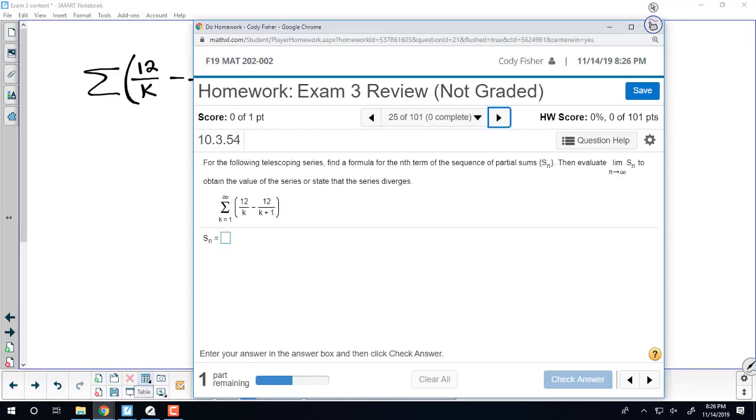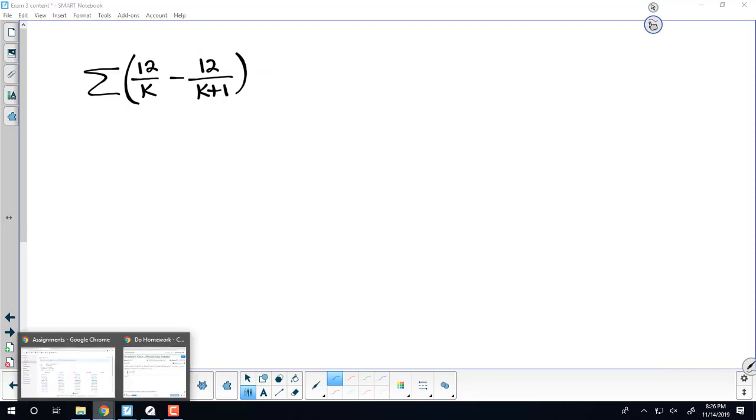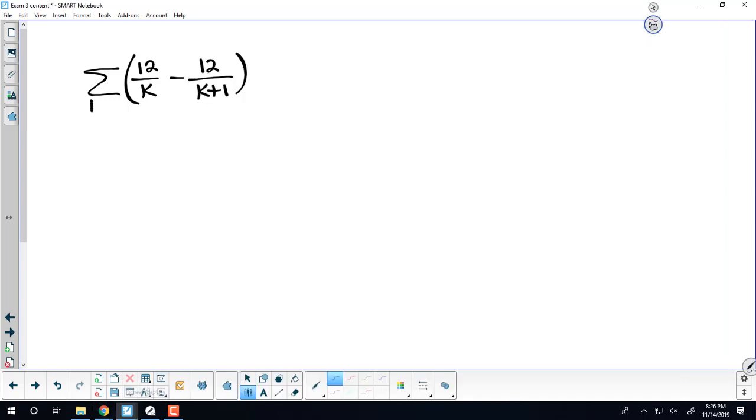Okay, so telescoping series: find the formula for the nth partial term of the sequence of partial sums, and evaluate the limit at infinity on that. What I would do, let me write down the indices, 1 to infinity, on this one is just factor that 12 out. I mean, if you want to leave it in, there's nothing wrong with leaving it in. Maybe leave it in, because if you factor it out, you'll probably forget to multiply it in later. But I would factor the 12 out.